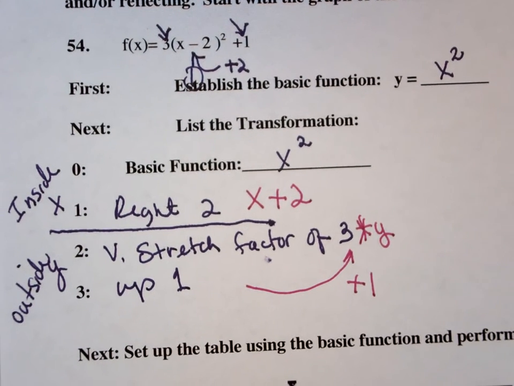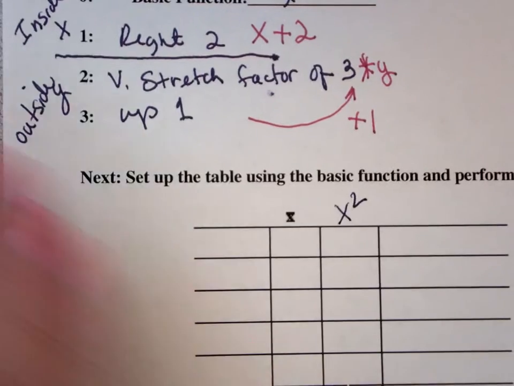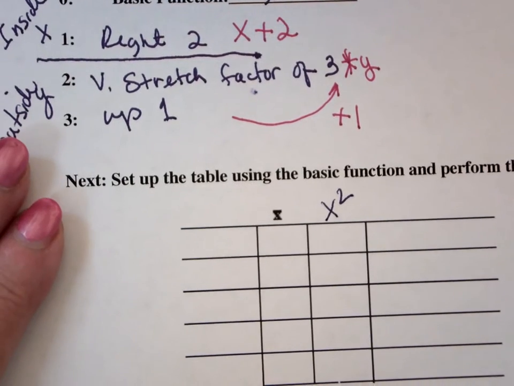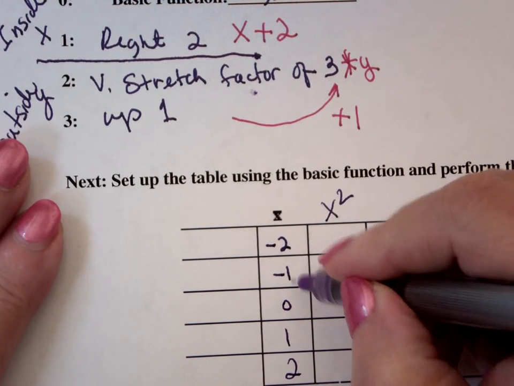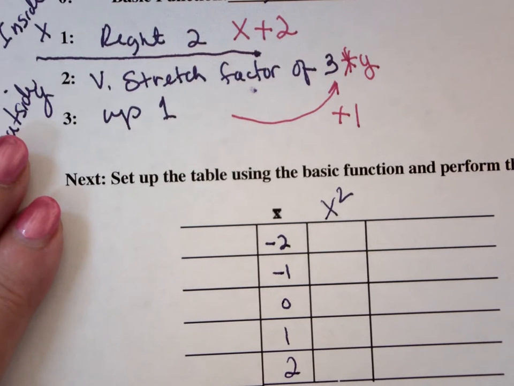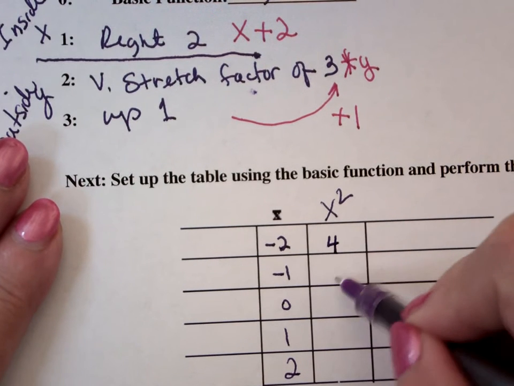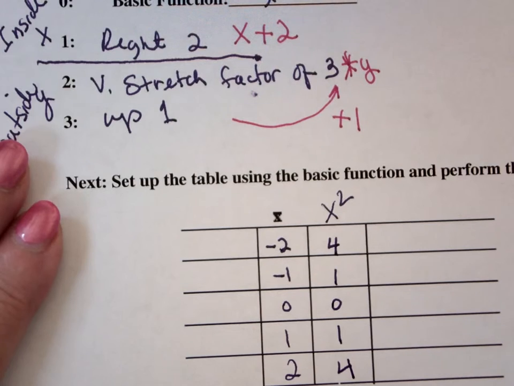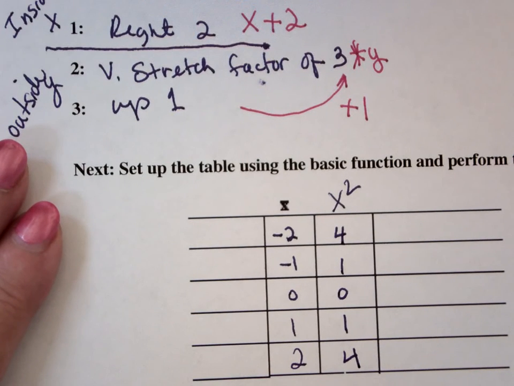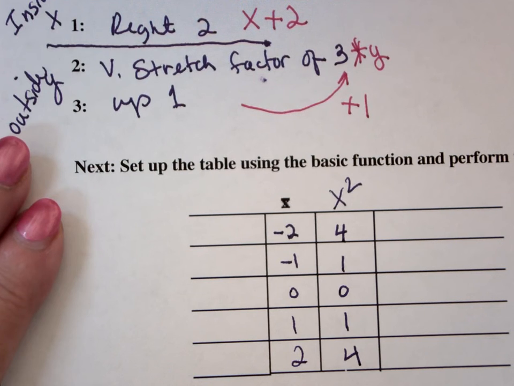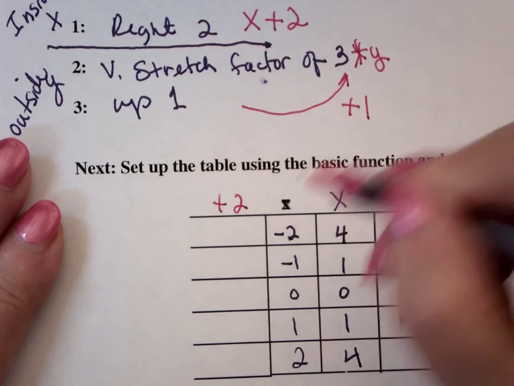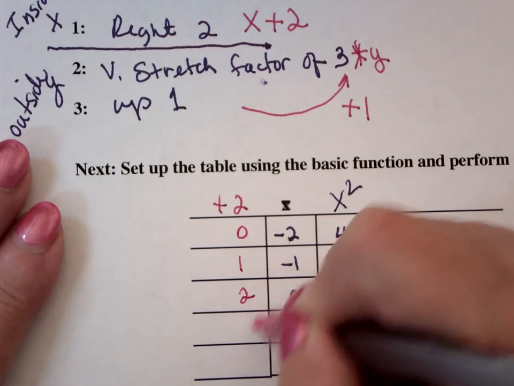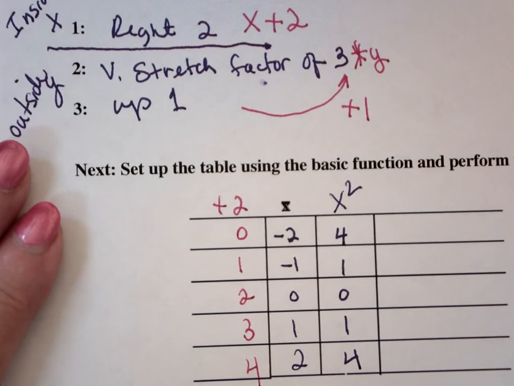So the basic is x squared. And it's all real numbers, so -2, -1, 0, 1, and 2. By the way, -1, 0, and 1 would be sufficient because that gives you the U part of the U-shaped graph. So this would be 4, 1, 0, 1, 4. Now the first thing is right 2, so I'm on the x side, so I'm going to add 2. So it's 0, 1, 2, 3, 4. So now I've shifted everybody to the right.